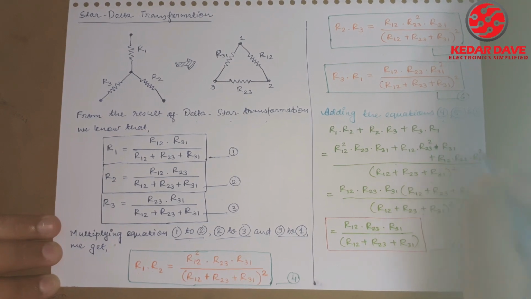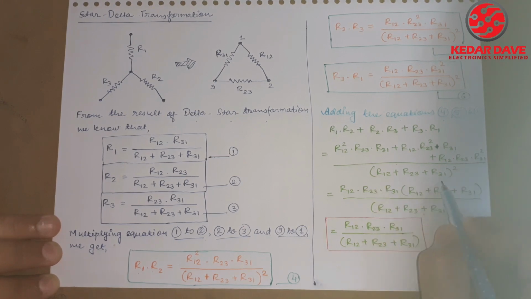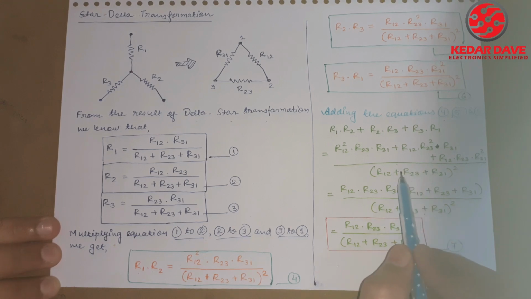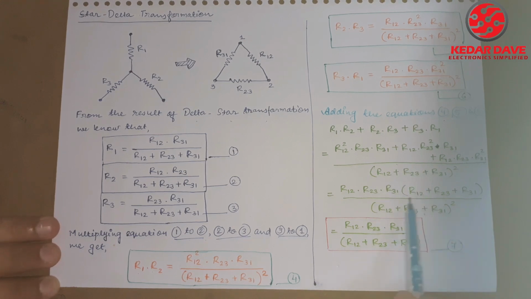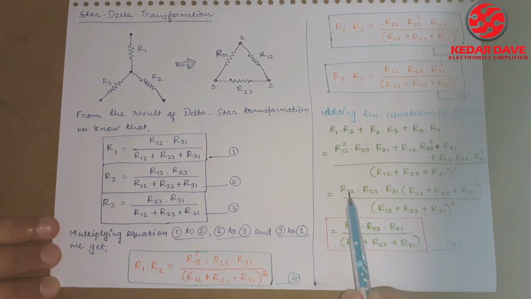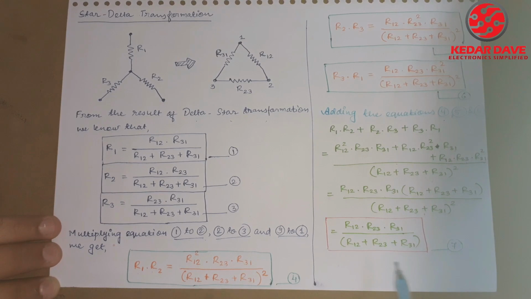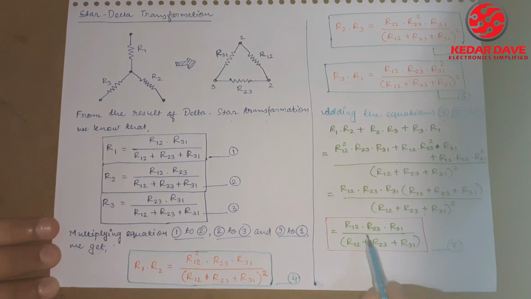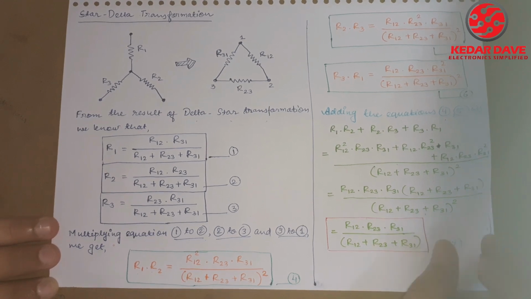Here it will be in multiplication, R31 plus R12 into R23 plus R31 whole square divided by R12 plus R23 plus R31 whole square. So if we simplify this, then we will get this kind of equation, that is equation number 7. We check whether any common terms are possible in this or not, and we get this common term outside. From that equation, you can see that this one is cancelled out with the denominator term. So the final result will be like this.